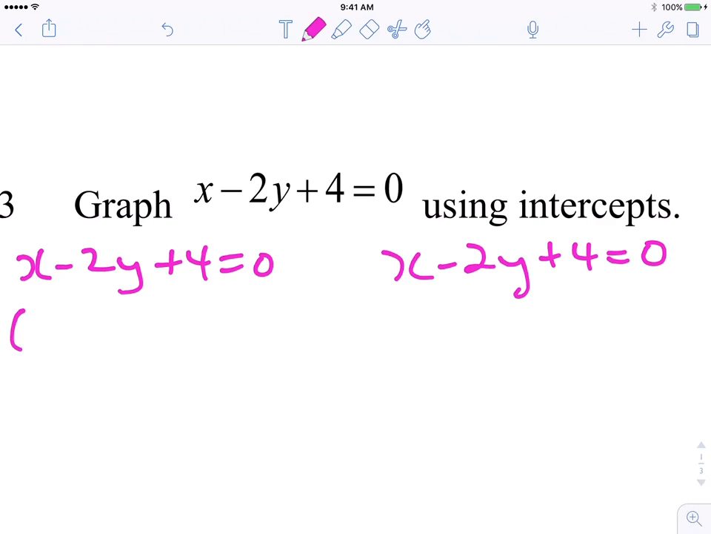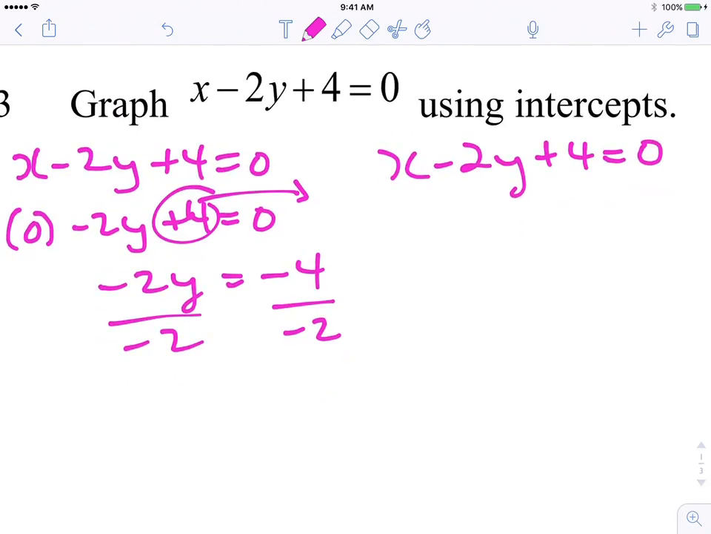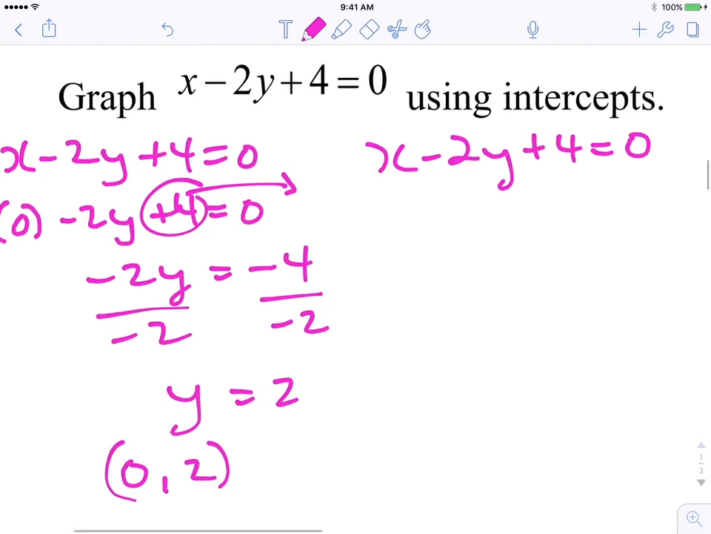So if I sub in 0 for x, I get 0 minus 2y plus 4 equals 0. Then I'm left with 0 minus 2y, which is minus 2y. And I'm going to bring that 4 over and it becomes negative 4. To isolate y, we divide both sides by negative 2. Negative 2y divided by negative 2 is simply y. And negative 4 divided by negative 2 is positive, so 4 divided by 2 is 2. So my answer is when x is 0, y is 2. And I want you to get in the habit of writing a coordinate as your intercept, please.